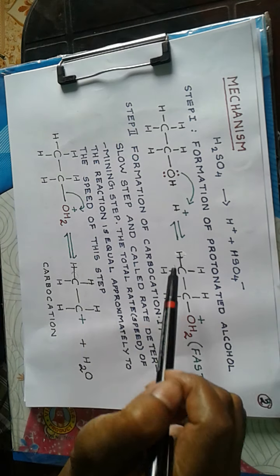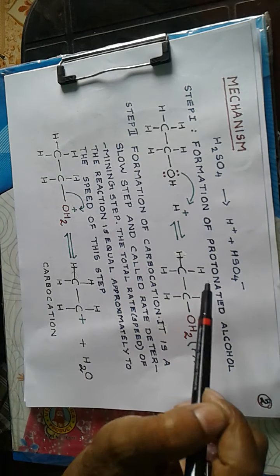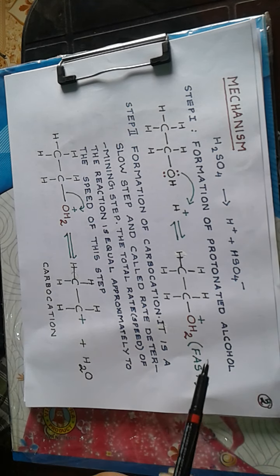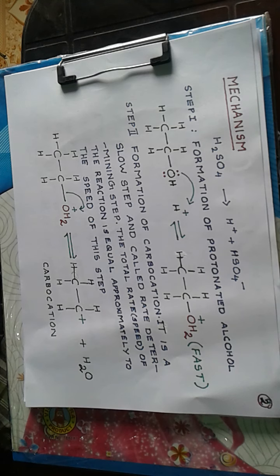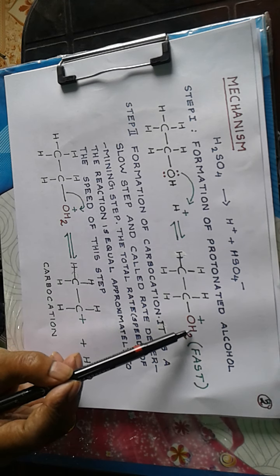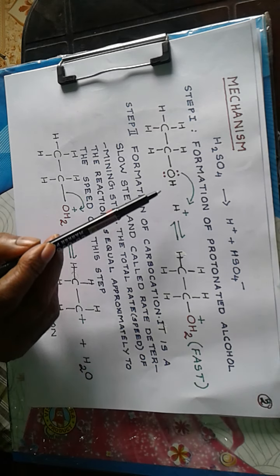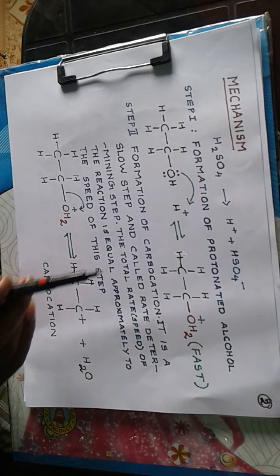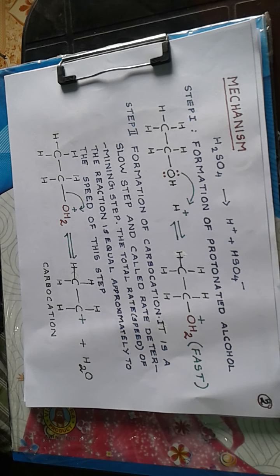So you write this equation, that is step 1, formation of protonated alcohol, and that is a fast reaction, and again it's a reversible reaction because this species can remove a proton and get back the free alcohol. So it's a fast reversible reaction.